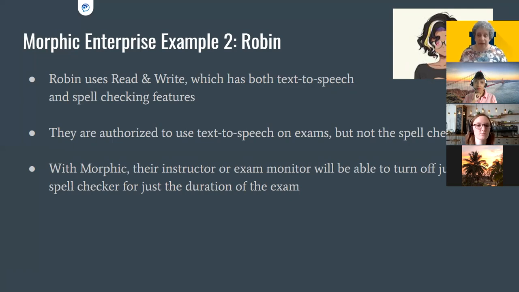So with Morphic in the future, what the instructor or the test proctor or whoever is overseeing the test is going to be able to do is, for Robin's copy of Read and Write, they're going to be able to turn off just the spell checker. So they will still be able to use the text-to-speech that they need, but they will not be able to access the spell checker, which is not allowed for the exam. And then as soon as the exam is over, they will have access to the spell checker again. So this is going to make things a lot easier.